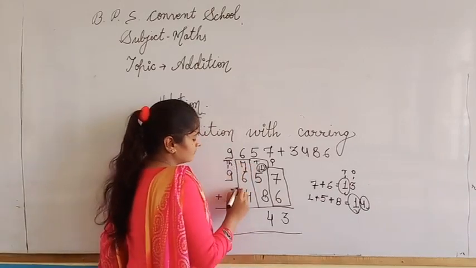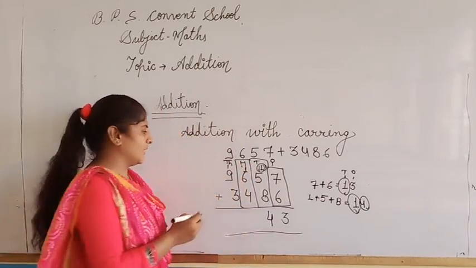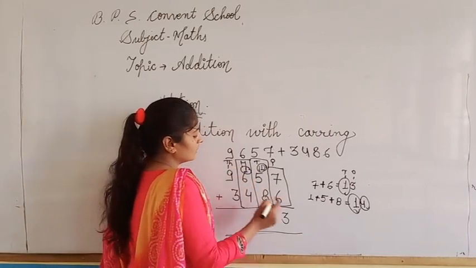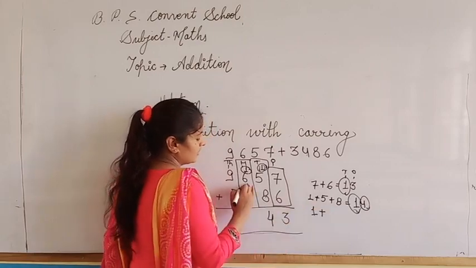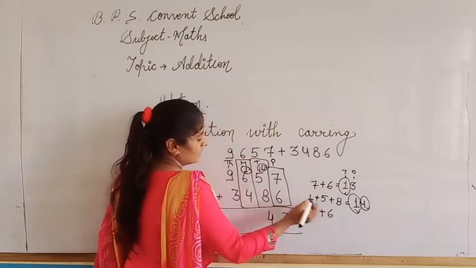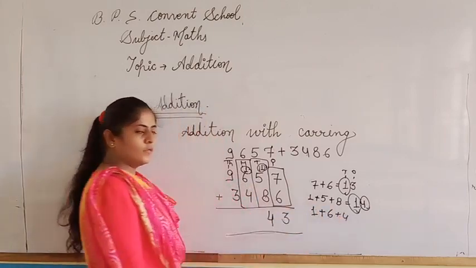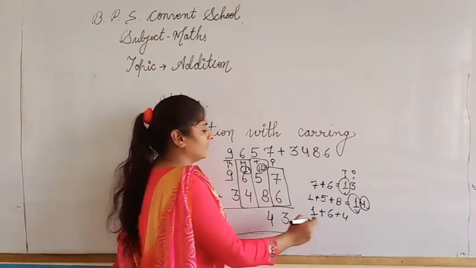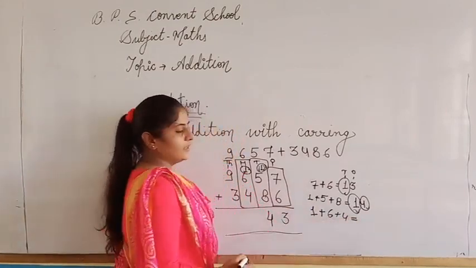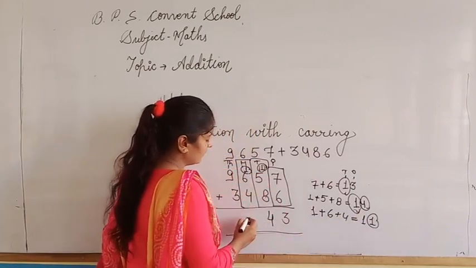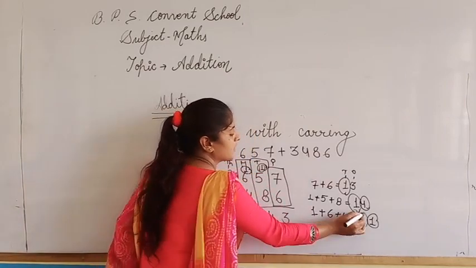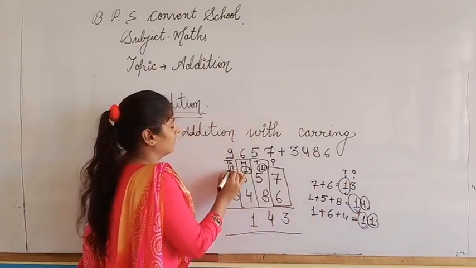Now we add the 100 place. On the 100 place, 1 plus next is 6, next one is 4. When we add the digits, we get 11. This one we write here, and this one we write here.